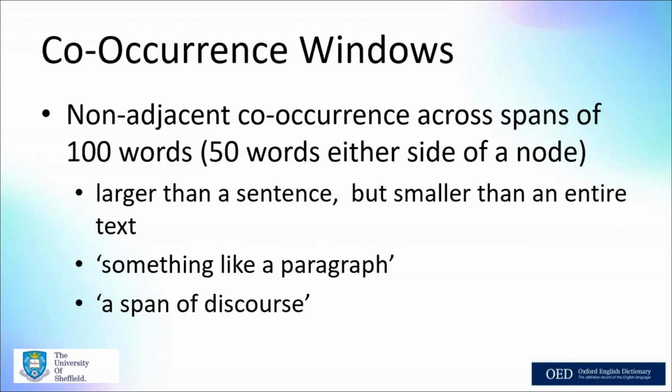For the Linguistic DNA project, after quite a bit of experimentation, we decided that we were interested in analyzing non-adjacent co-occurrences across a span of about 100 words. So that's 50 words to either side of a node, like the word diversity. We count up all of the co-occurrences, 50 words to the left, for example, of the word diversity, and all of the co-occurrences, 50 words to the right. This is something that's larger than a sentence, smaller than an entire text. It's something like a paragraph, although as I say, we don't exactly have paragraphs in early modern English, but it's this kind of topical discursive span that was the sort of meaning that we were after.